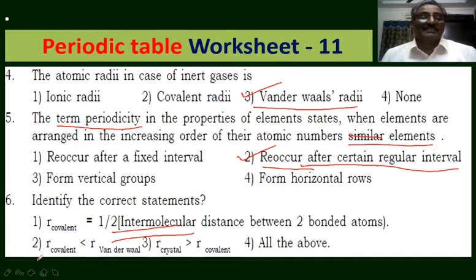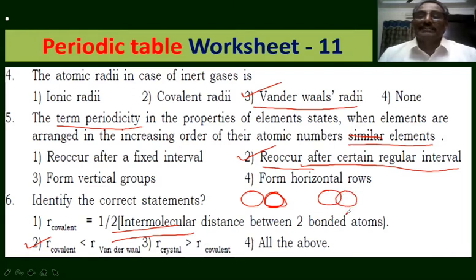The second option is R covalent is less than R van der Waals, that is covalent radius is less than van der Waals radius. You know that van der Waals radius is approximately 40% more than the covalent radius. So second option is right option. In the metals, the metallic atoms are bonded together by metallic bond. There is no much distance between the atoms in the metallic crystal. Whereas in the atoms which are bonded with a covalent bond, some area is common.